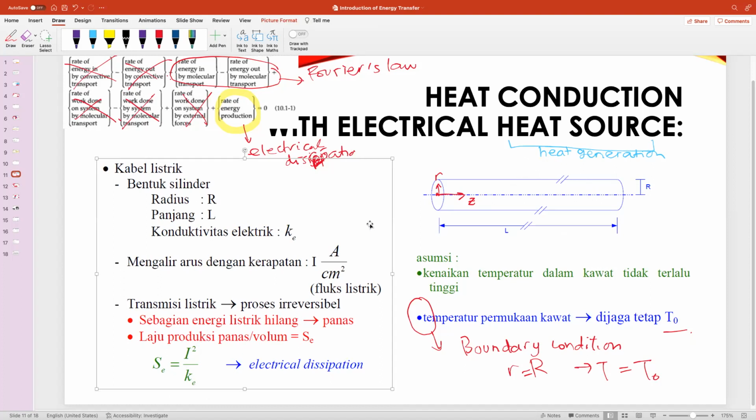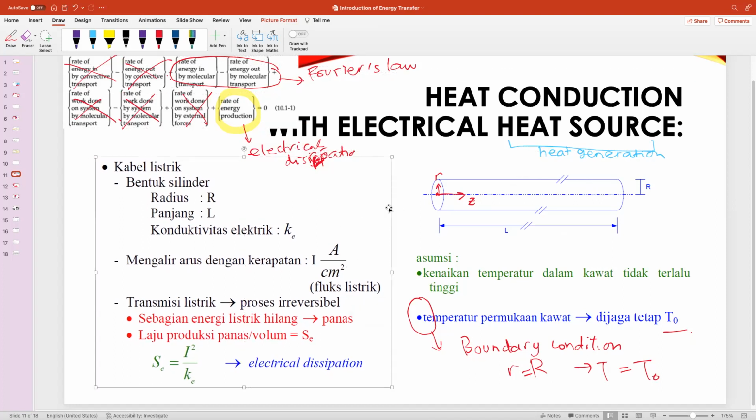Then Bu, why isn't it included in, like, rate of energy out, Bu? Okay. Because this is the rate of energy, so you have energy generated inside your wire, and of course it should pass. Ini kan harus meningkat ya. It has to be transferred. The energy here should be transferred, and the energy will be transferred in the form of heat.